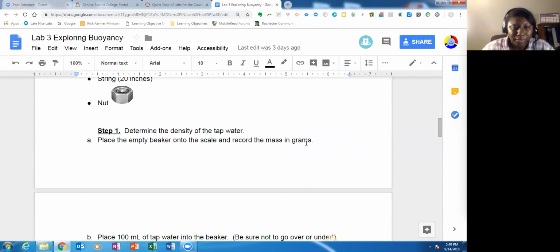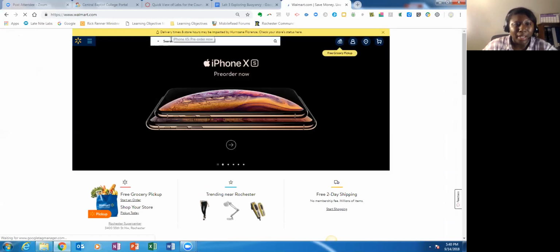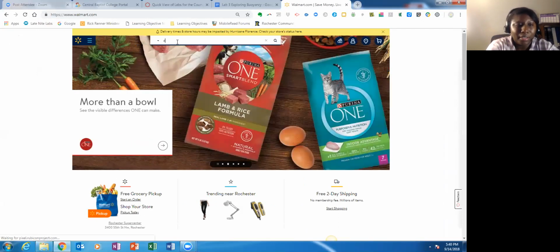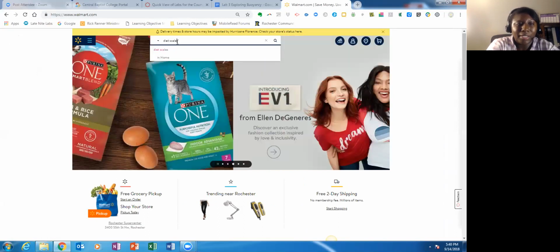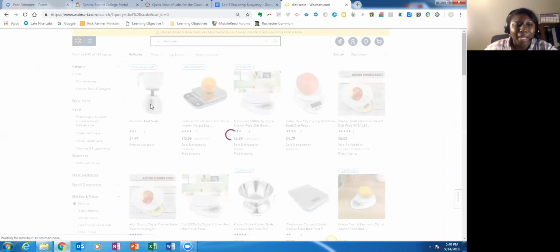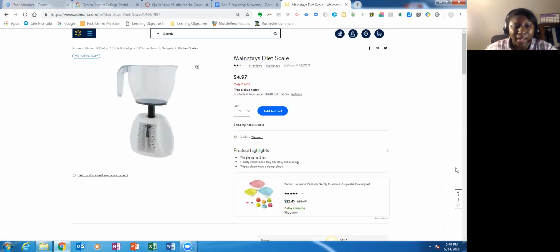Well, to figure out the density of water, you're going to need a type of scale. So let me make sure I bring up the scale that you need to use. There's a very inexpensive one at Walmart. You can definitely get one probably from the Goodwill also. I would not be shocked if there was one at the Goodwill. It's sometimes called a diet scale or a kitchen scale. Notice there's one here, Mainstay, $4.97. It's a typical scale that you would buy.